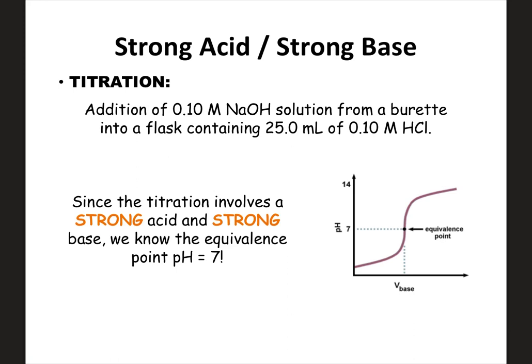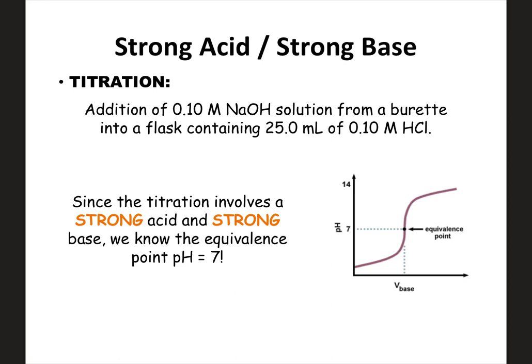If we were doing a titration here, and you can see from this problem, we're adding 0.10 molar NaOH solution from a burette into a flask containing 25 milliliters of 0.10 molar HCl. We're going to do this problem as an example in a little bit, but if you notice, basically we have NaOH in our burette and our flask has HCl.